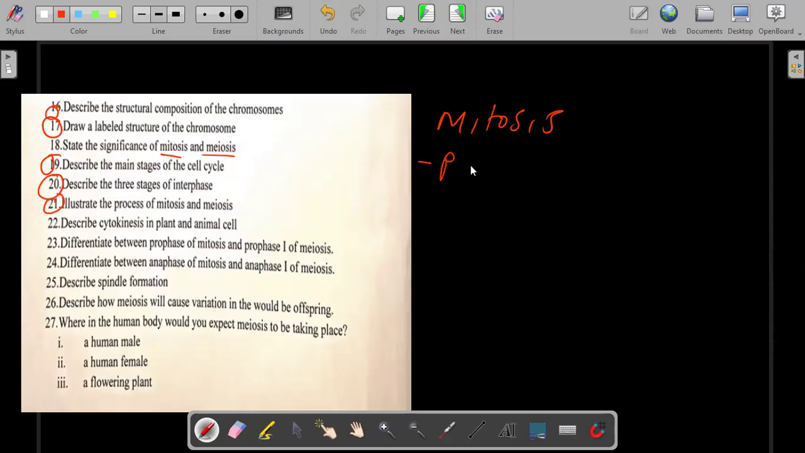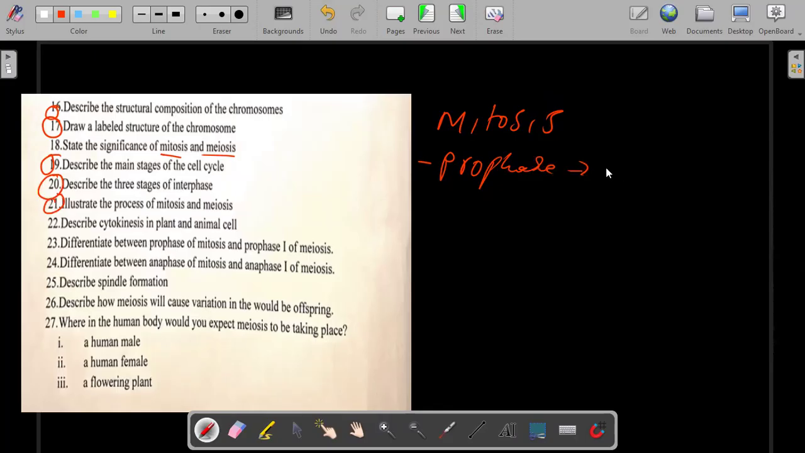And then the stages which are going to happen in mitosis: you are going to have the prophase, where the chromatin is going to condense, and then you are going to have visible chromosomes. Then we are also going to see the nuclear membrane break down, and the spindle fibers are going to form. Okay, so prophase, that's the first phase.